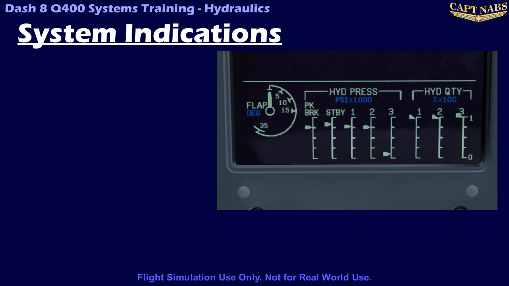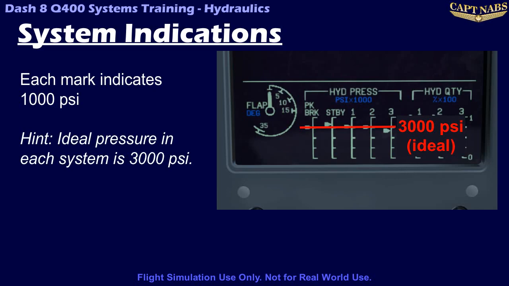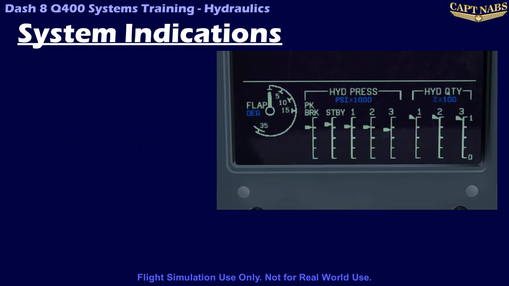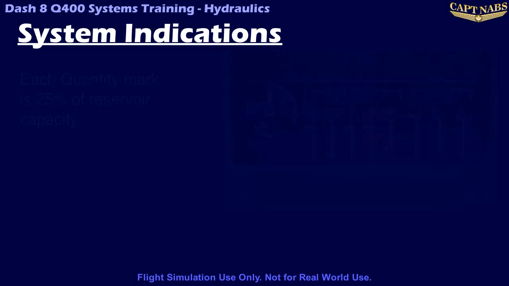For each pressure reading, each mark on the scale indicates 1000 psi. Hint, each pressure should normally be at 3000 psi, the third mark, if the system is operating normally. The final indication on this permanent system area are the hydraulic fluid quantities in reservoirs 1, 2, and 3. In these cases, the scales indicate 25% increments. If the indicator is at the top of the 4-mark scale, the reservoir is 100% full.